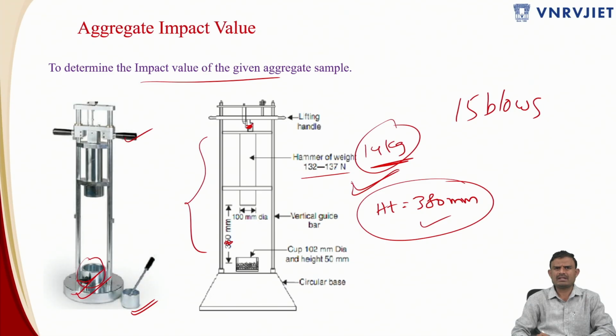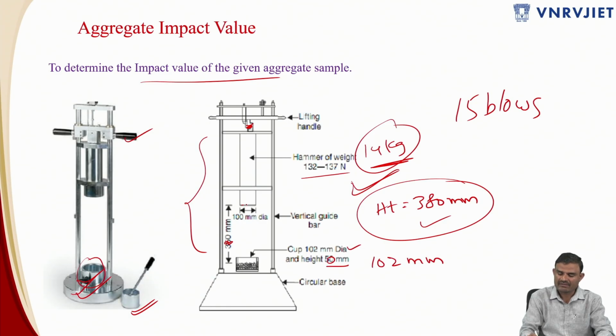The process is the same as that of aggregate crushing value. You fill the aggregate in 3 layers in a cylindrical measure, so that you ensure a fixed volume of the material. That material is transferred into the cylindrical mold, and then it is subjected to the impact load. You can see that the height of the cylindrical mold is again 50 mm, and the diameter is 102 mm.